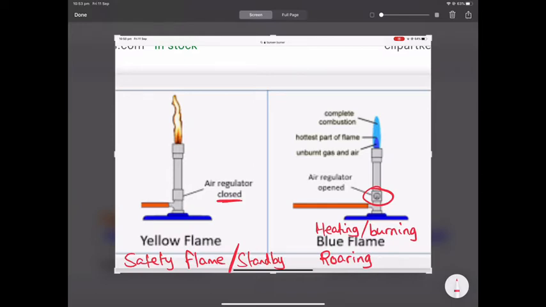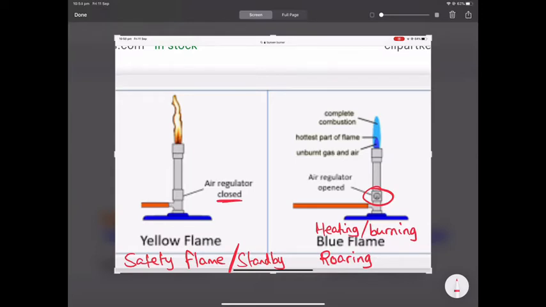You never use the safety flame for heating or burning substances, okay? If you heat something, for example, in a beaker with a safety flame, the bottom of the beaker is going to turn black, okay, because of the unburnt soot and carbon, which is released by the yellow flame. Sometimes they even call it yellow smoky flame because it gives off smoke as well, okay? And like I said, you never use the heating or burning flame or blue flame for standby purposes.